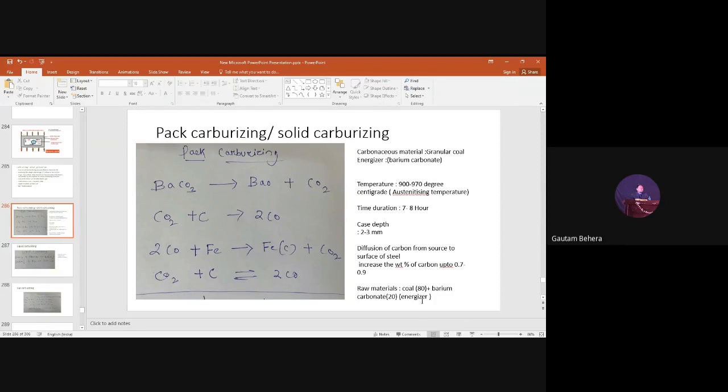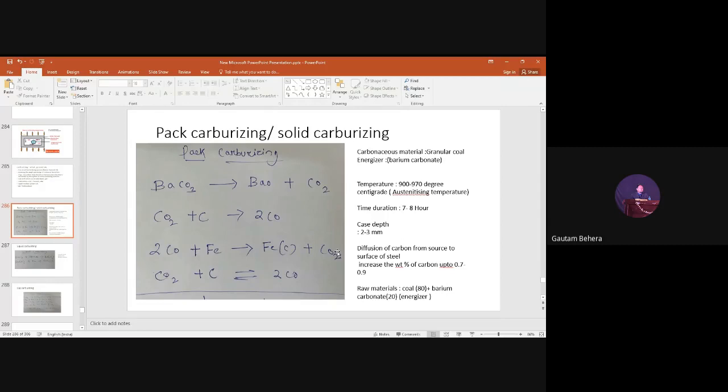So they will start to react. This CO2 evolved during calcination of barium carbonate will start reacting with the solid coal. So this will give rise to 2CO, 2 carbon monoxide. Now this carbon monoxide, which is in the gaseous phase, will start reacting with the surface of the steel. So this is the iron, meaning the surface of the steel, right?